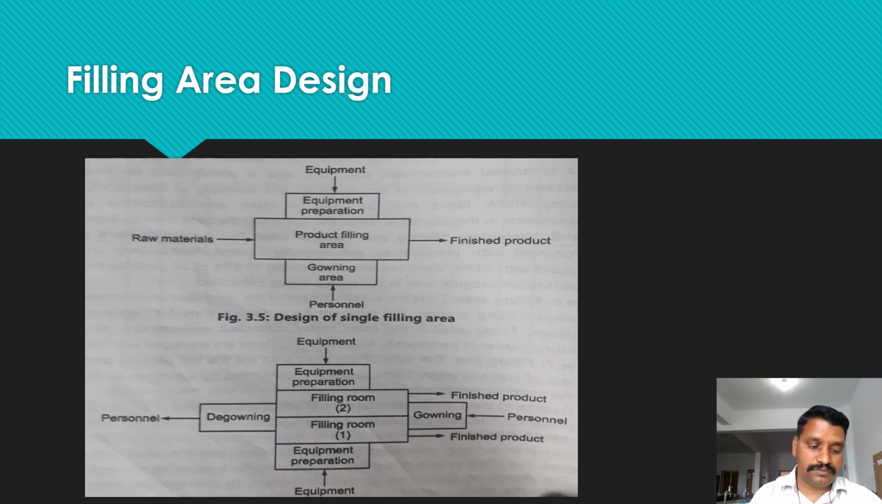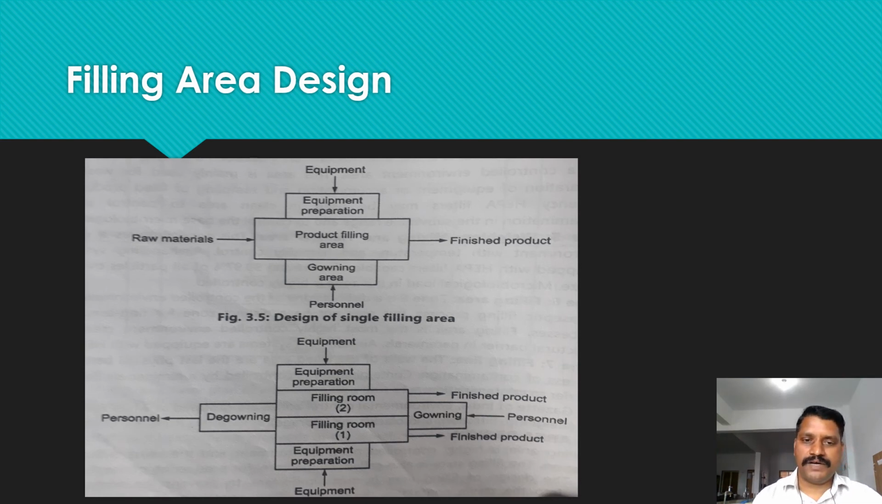Gowning or change rooms must be provided for each control area. You can see in the figure, the gowning area is there, and the equipment and closure preparation, product accumulation and personnel gowning can be separated and maintained in a simple non-intersecting flow path.